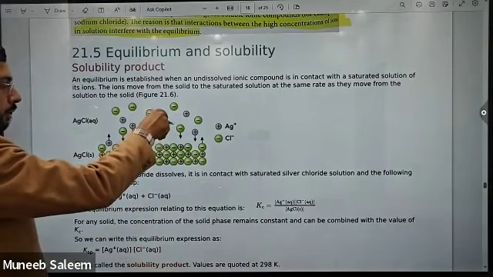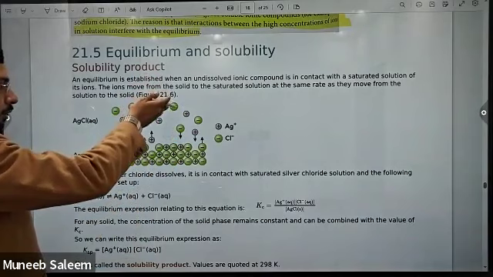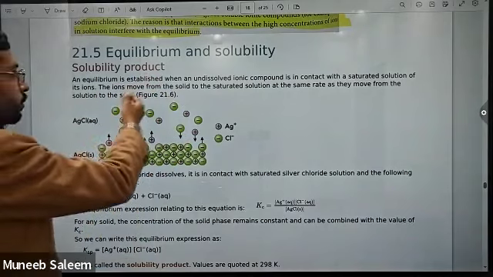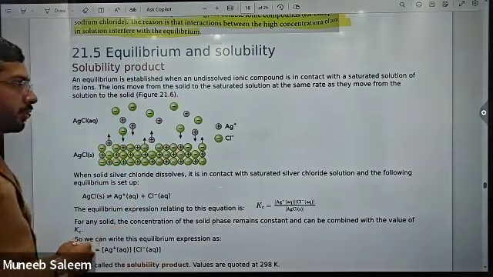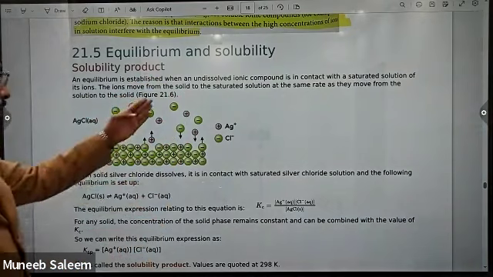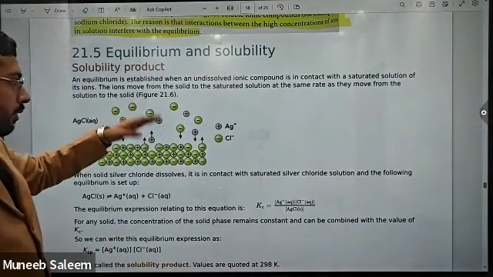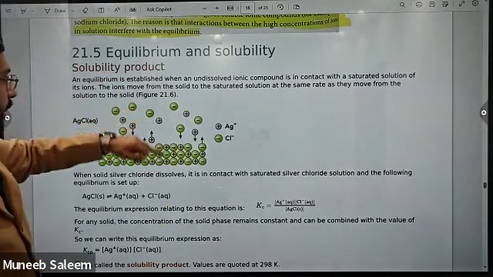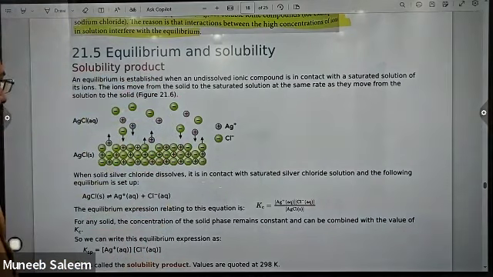There is a kind of equilibrium. Some ions are dissolving and some ions are becoming undissolved. So the ions move from the solid to the saturated solution at the same rate as they move from the solution to the solid. So there is a rate of ions being dissolved, moving upward, and ions converting into the solid form, moving downward.